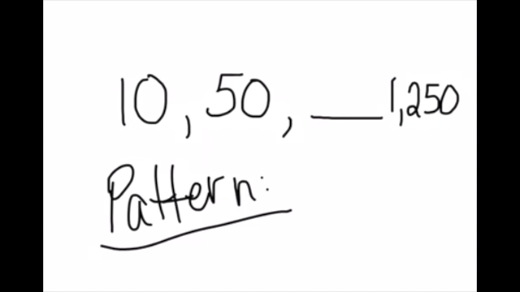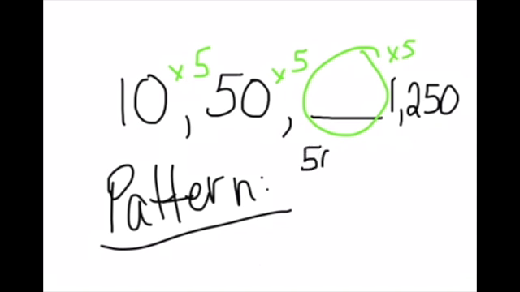And then the next step would be to resume the video when you're ready to find out what the answer was. Okay, so our answer for our pattern was that this was a times 5 pattern because 10 times 5 is 50. And then you had to figure out what 50 times 5 was, and that's what went in this blank. And then whatever that number is times 5 equals 1,250.